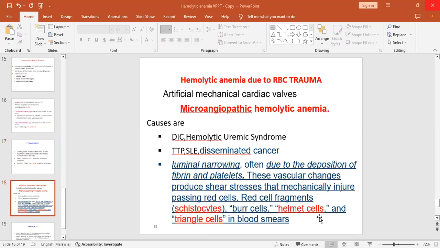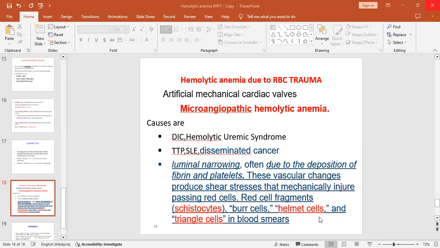Another type of hemolytic anemia is hemolytic anemia due to RBC trauma. This condition is seen in individuals using prosthetic heart valves. When mechanical heart valves are implanted in the heart, RBCs passing through these valves undergo hemolysis. And the resultant anemia is a form of hemolytic anemia.